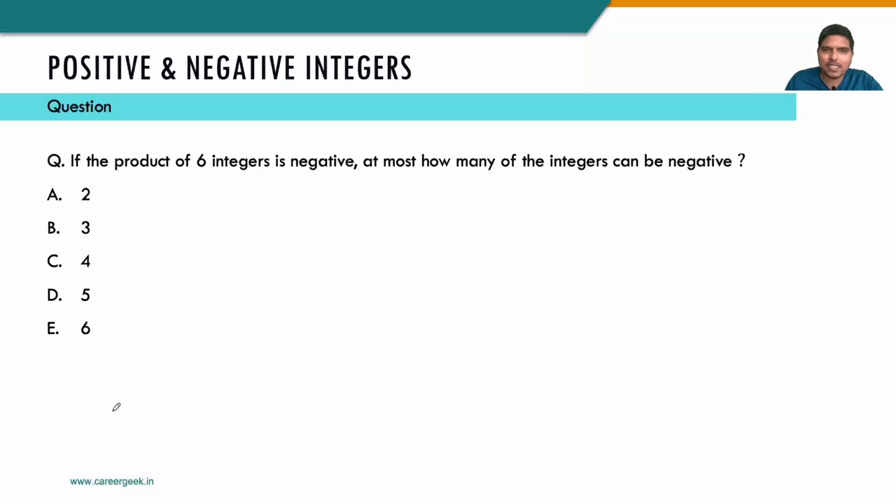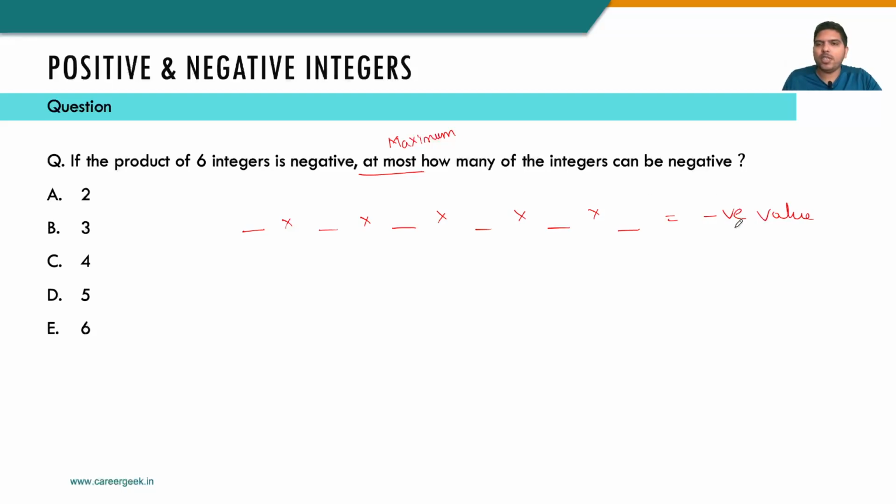One more question we'll solve. If the product of 6 integers is negative, okay, so some 6 values are there and their product is negative. Let us have 6 dashes. This is a negative value. At most, now what is at most? At most means maximum. At least means minimum, right? At most, how many negative integers can be there?